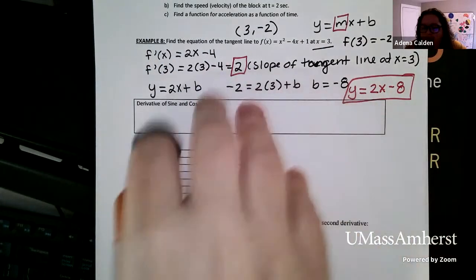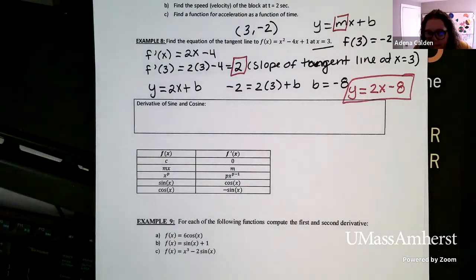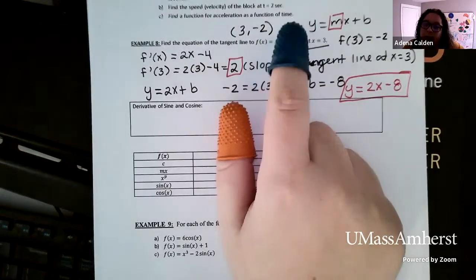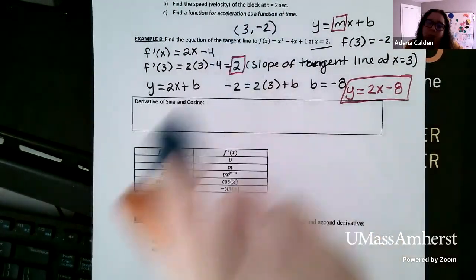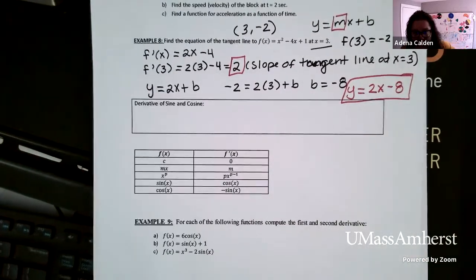But this is sort of the map of how we find it. We find the derivative, we plug in the x value or t value and get the slope of the tangent line. Then we plug the value into the original function to get the shared point. Then we use the slope and the shared point to construct the equation of the tangent line.